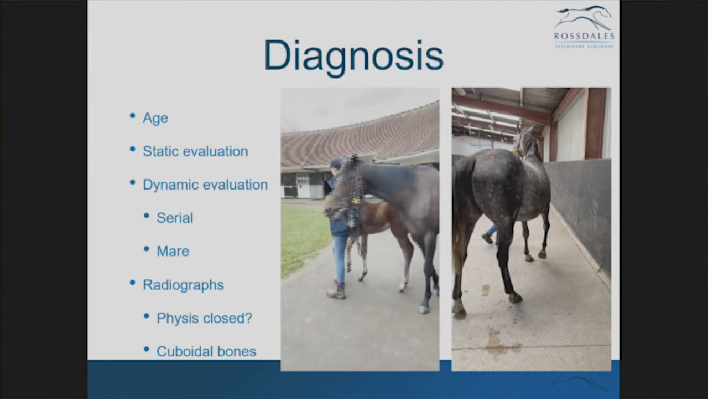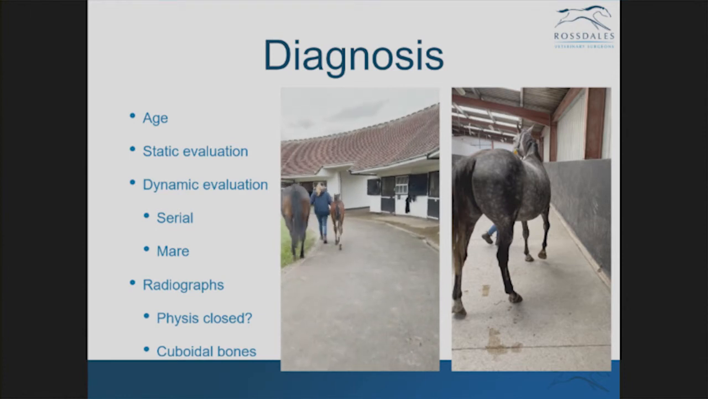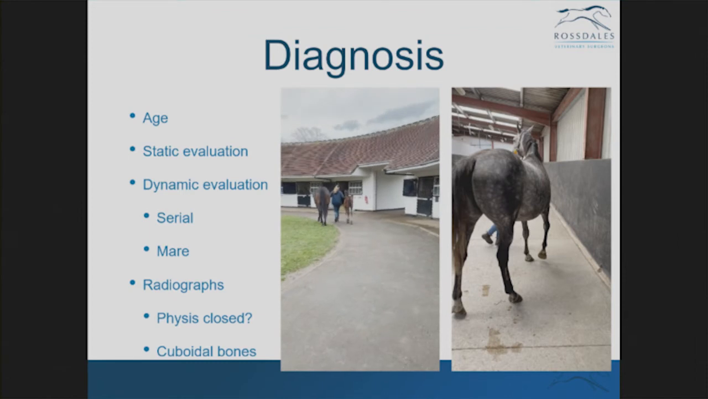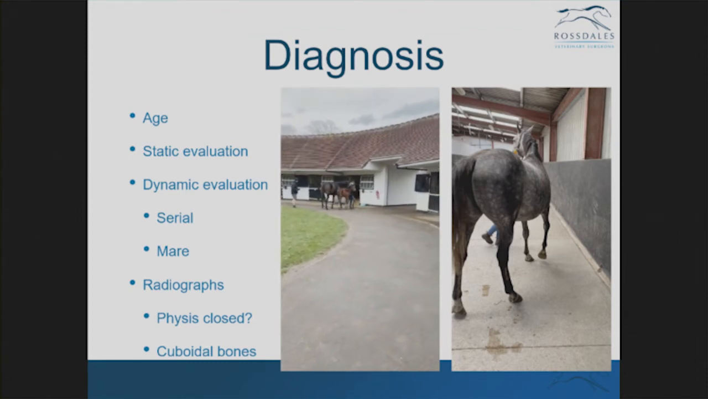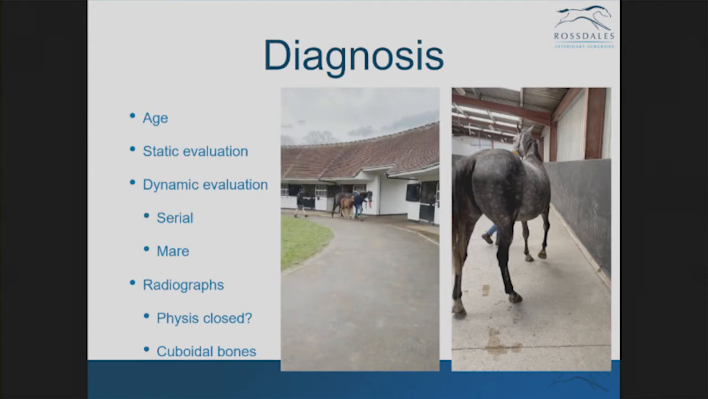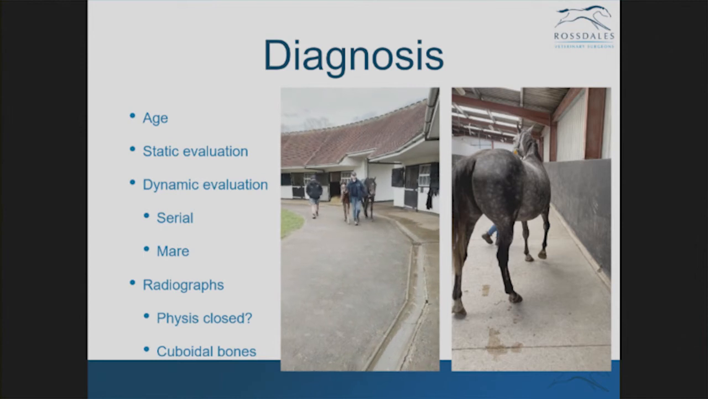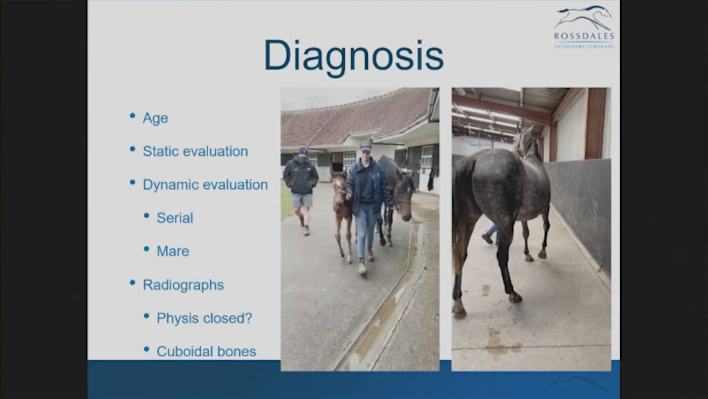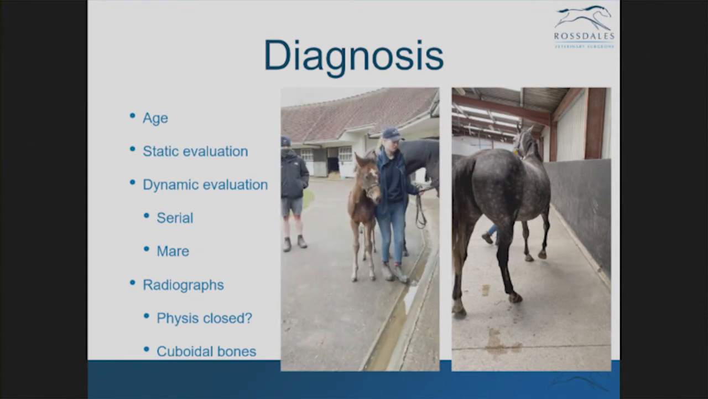So moving on to the diagnosis, or what I think is important when diagnosing these animals. First of all, the first question I always ask someone when I'm looking at a foal is how old is the foal? I think you need to know what age and stage that foal is at relative to its most predictable areas of growth. And so starting off with a static evaluation of the foal, and then moving quite quickly on to a dynamic evaluation, which I think is very important.